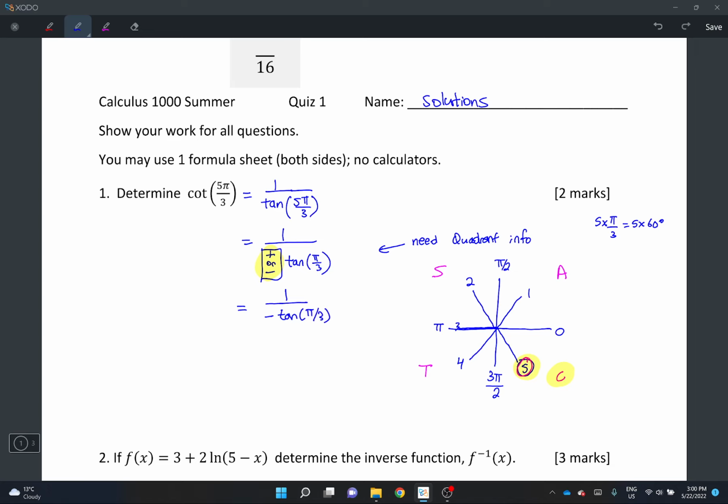Now we have to figure out what the tan of pi over 3 is, and you either get that from a table or use a special triangle. I'm going to use a special triangle. So pi over 6, pi over 3, 1, 2, root 3. Okay, and then the tan of pi over 3 is the side opposite that over the side that is adjacent to that. So we have root 3 opposite over 1. So just root 3. So we get minus 1 over root 3. Your answer.